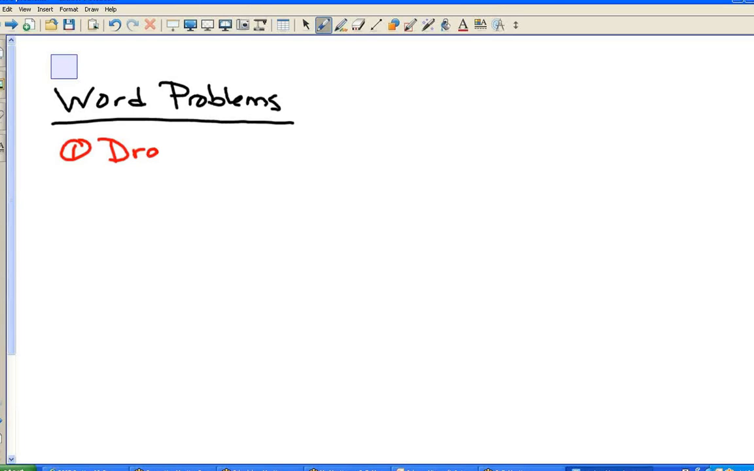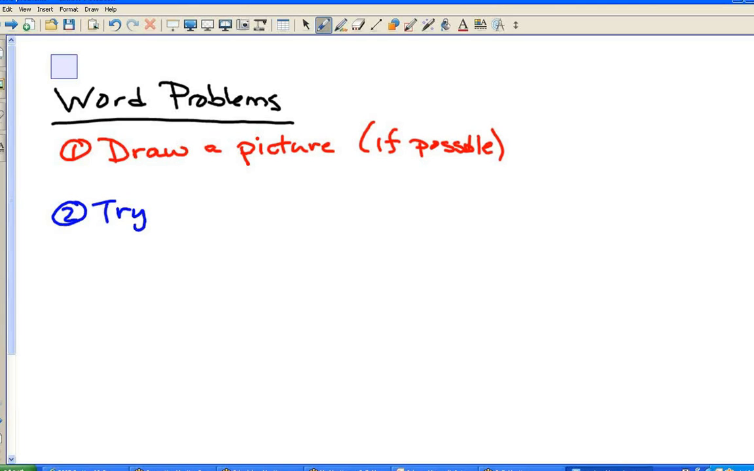One, draw a picture at all times. You can't always draw a picture, but it'll usually make my life a lot easier. Two, try to reason.